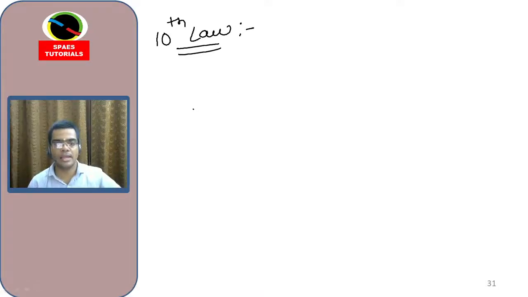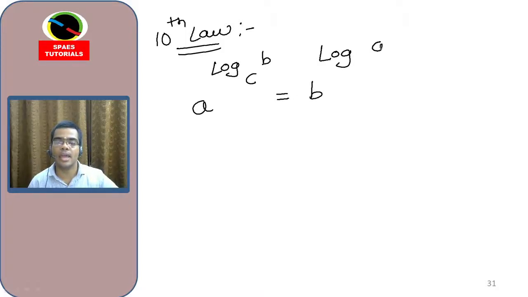A power log b base c is equal to b power log a base c. I think this is the law to the best of my knowledge. The only thing is we can interchange these two. So let us try to prove it. If it is correct, then we'll get the correct answer.